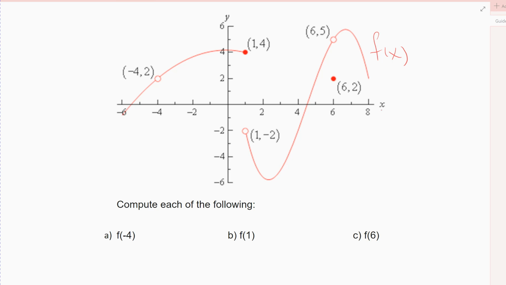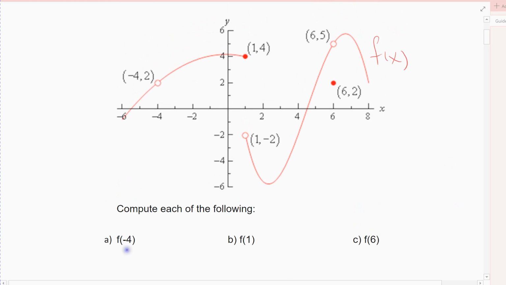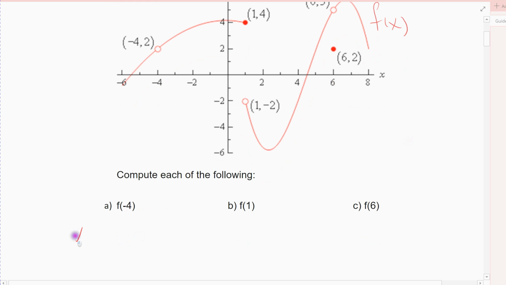All right, so first, it's just asking you to find the function values at -4, +1, and +6. So this is just asking you, when I plug -4 into my function, what's its value at -4? So the -4 is the x value, right? X equals -4. Well, what is the function value?